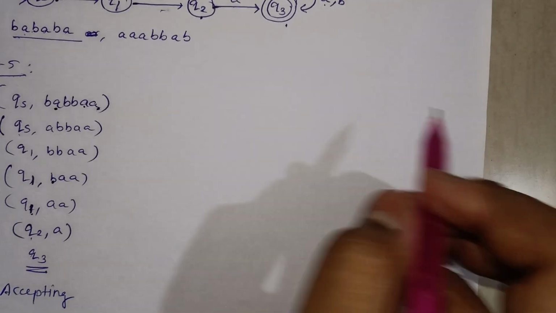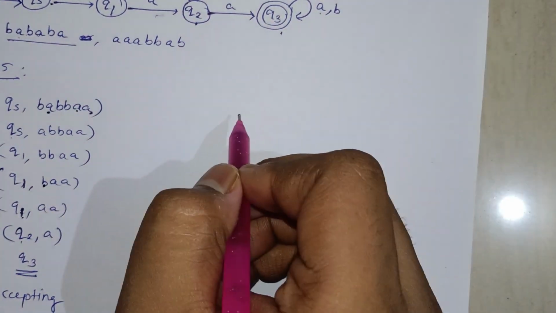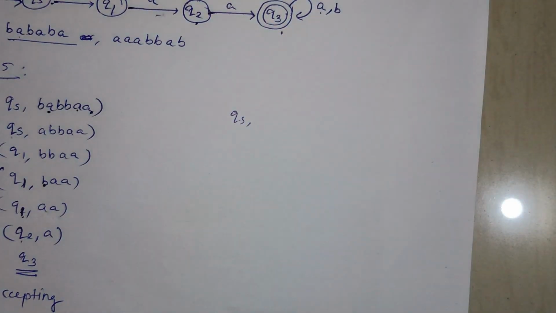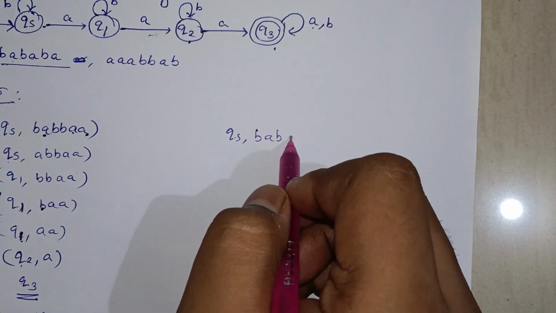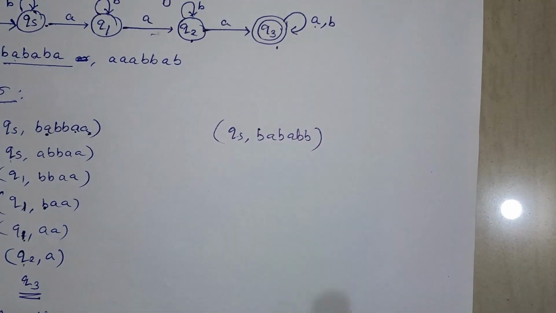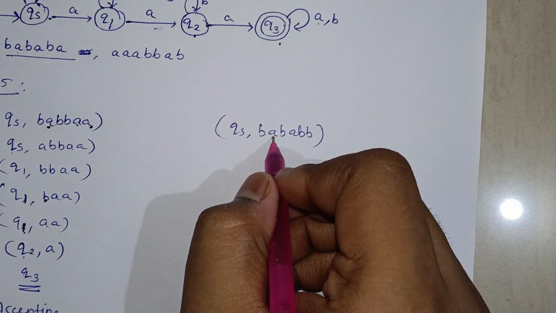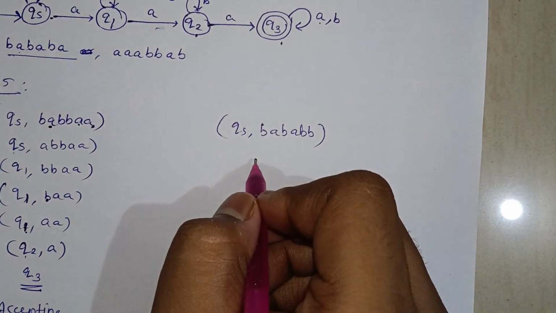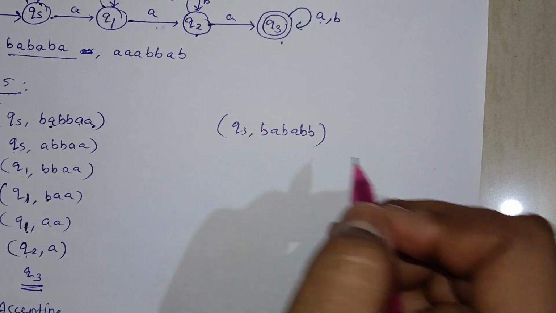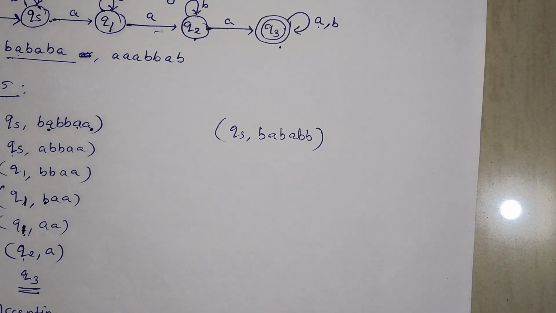this string. Now see, an example of rejection: Qs b a b a b b. Let's take this as an example. In this there are only 2 a's, means less than 3. That's why this string must be rejected by the DFA.